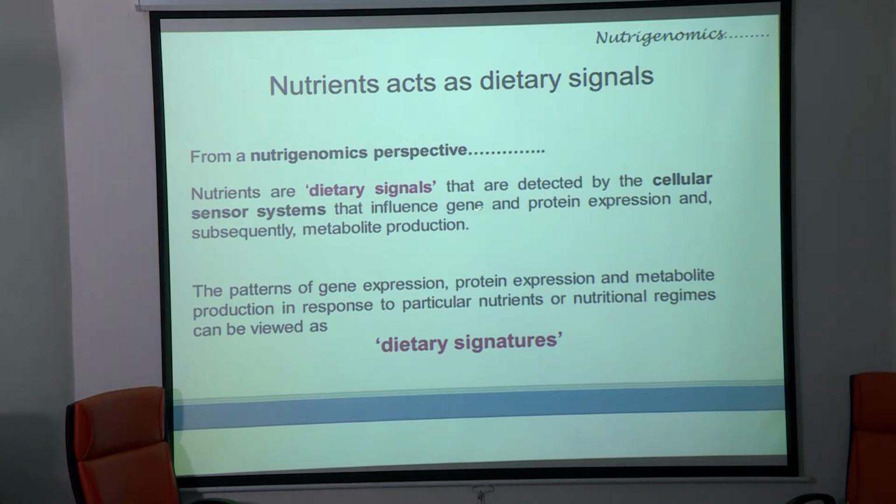And when they are impacting the gene and protein expression, they are creating certain motifs, certain signatures. You have to catch those signatures. The patterns of gene expression, protein expression and metabolite production in response to particular nutrients or nutritional regimes which the individual is taking are called dietary signatures. These are the ones which need to be trapped. These are the molecular markers or early signals which need to be trapped. And they are the warning signals: yes, you can go ahead, or no, you should not. This is dangerous. So, nutrients, dietary signals and dietary signatures are the key words for nutrigenomics.